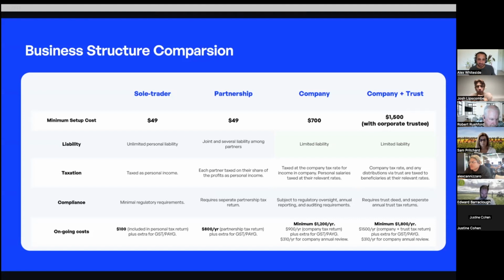Once you're under a company or a company trust umbrella, you can start putting it into different companies and just pausing it. So you're not taking that income all at once. You can just access it when you need it and pay tax on it when you need it. So that's the real advantage.